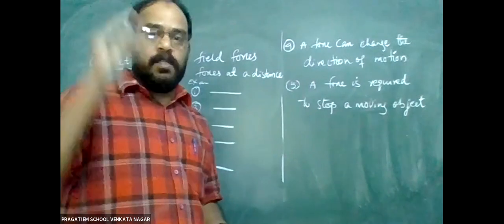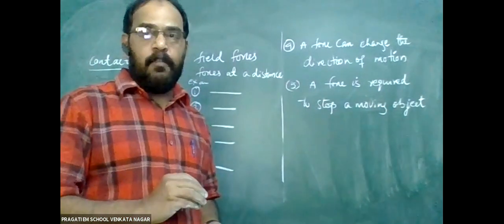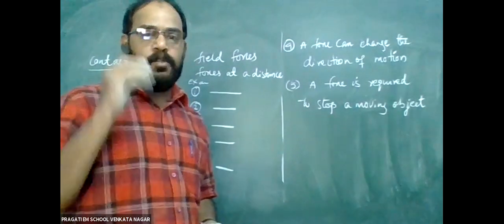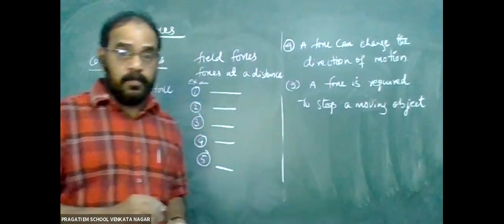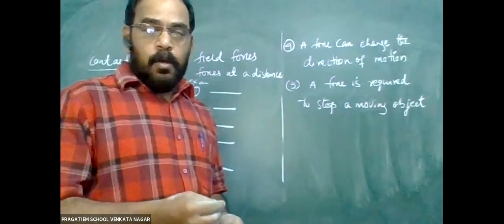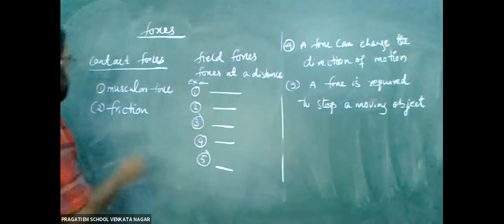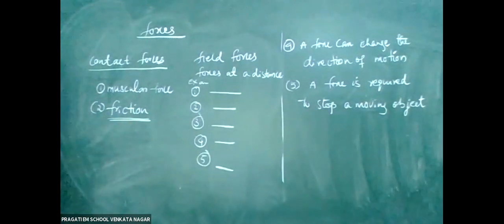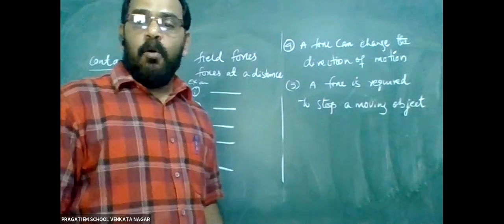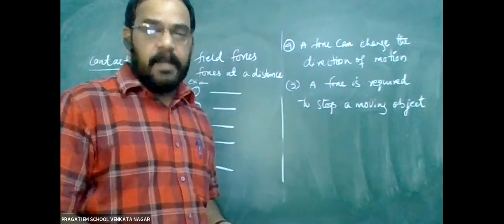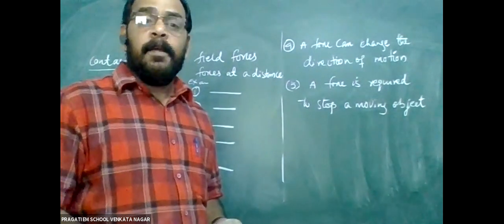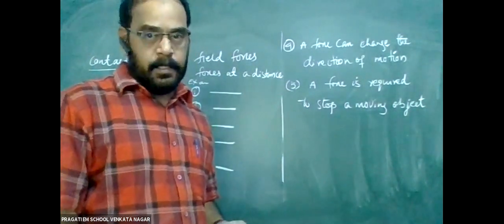When we throw this chalk piece, it will not travel continuously. After a certain time, it stops. That is because of the friction of the air or atmosphere. So what is friction? Friction is the force which opposes the relative motion of 2 objects by their surface contact.